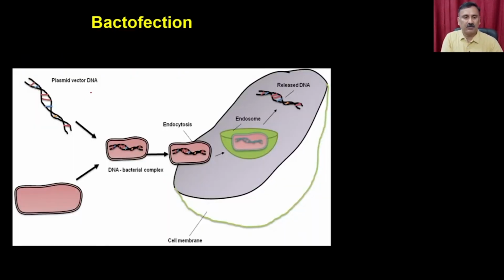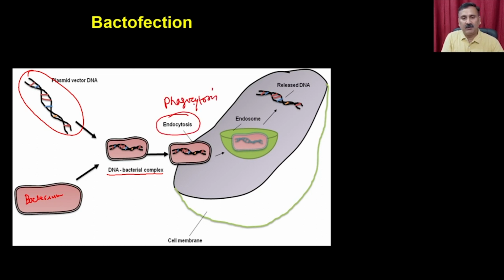So in bactofection, what you're going to do is take the bacteria. So this is a bacterial cell, and you take the DNA, and then you mix them together. So the bacteria will take up this DNA, and that's how it is going to form the DNA-bacterial complex. Once the DNA-bacterial complex is formed, it is going to be taken up by endocytosis or phagocytosis, and once it is taken up by the cell entry process, it is going to be present in the membranous vesicle, and from this membranous vesicle the DNA is going to be released, and this DNA will go into the nucleus for the expression studies.